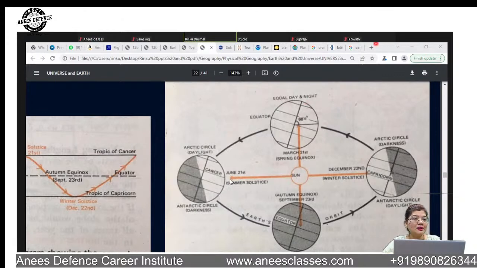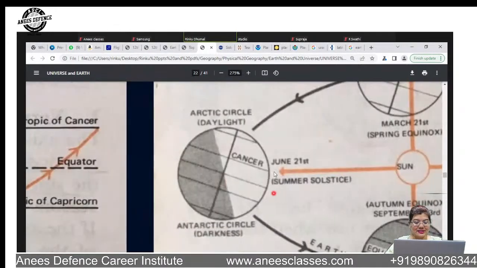And finally, the peak of it is achieved on June 21st, when the sun sits atop the Tropic of Cancer. If the sun is exactly atop the Tropic of Cancer, this is what happens. The rays of the sun fall exactly overhead on the Tropic of Cancer, which means they hit it at 90 degrees.